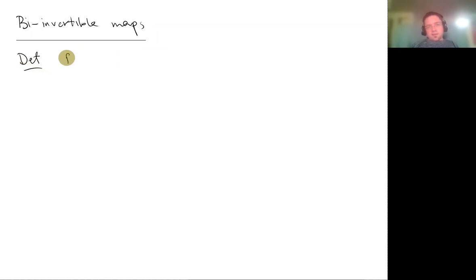So now comes the definition of a bi-invertible map, which is our definition of equivalence. I'll title the slide bi-invertible maps. Okay, so for the definition, we fix a function f from A to B, and then we make three different definitions. The last one is going to be what it means for f to be an equivalence.